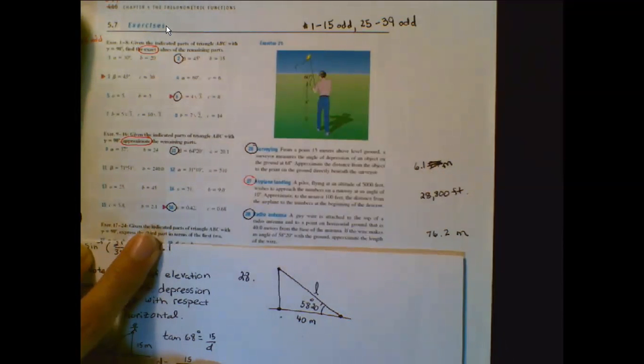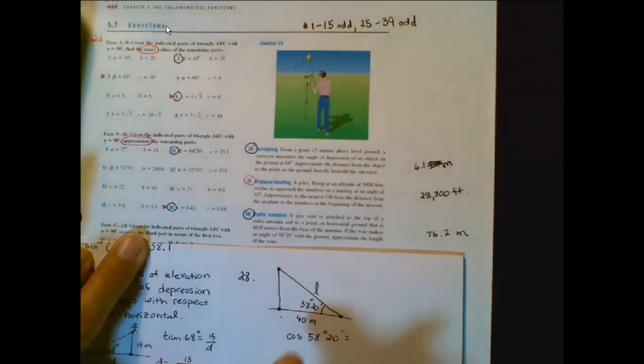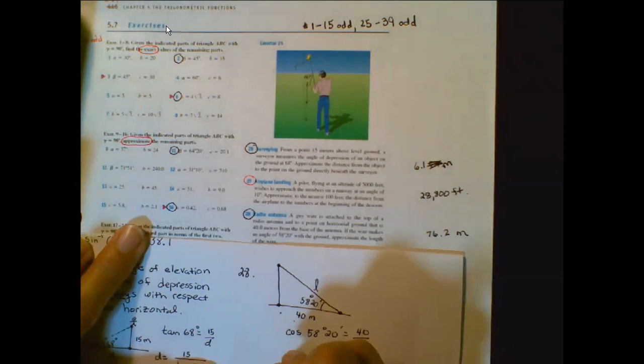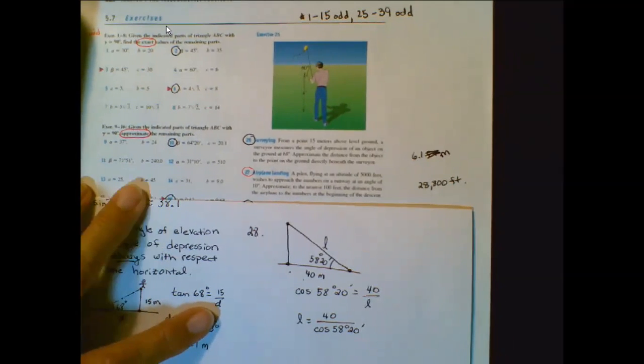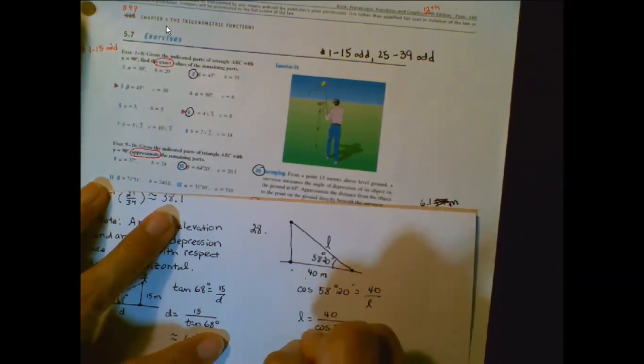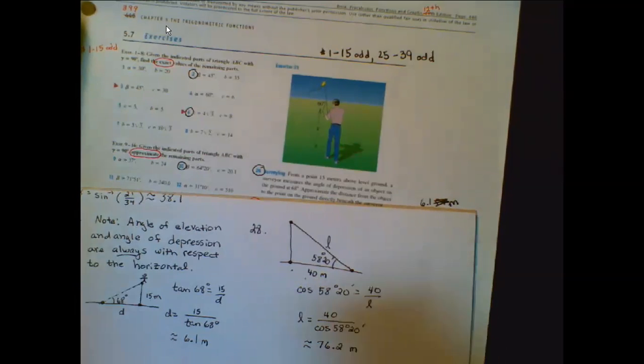So what trig function of 58 degrees 20 minutes would involve the thing I'm given and the thing I'm looking for? Would it be cosine? Yep. Cosine of 58 degrees 20 minutes is adjacent over hypotenuse. And from some other lifetime, I have that answer as 76.2. This was given to us in meters, so that 76.2 is meters.